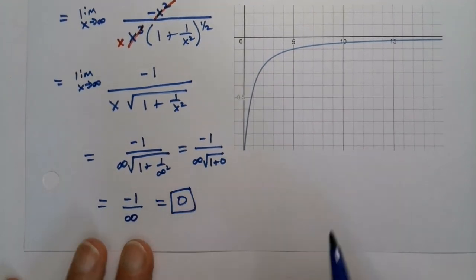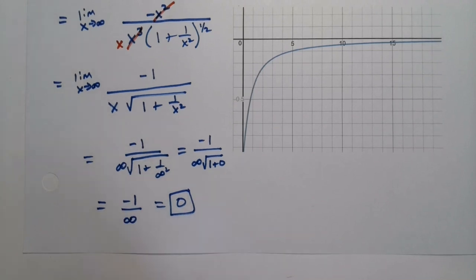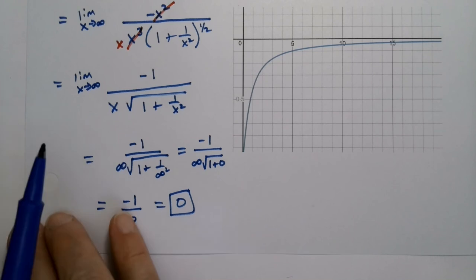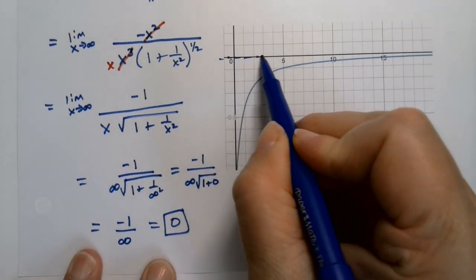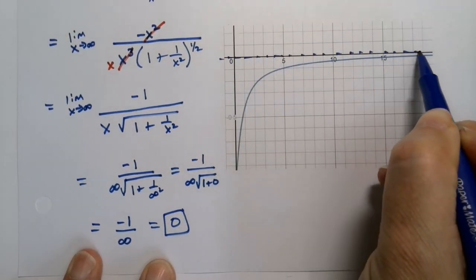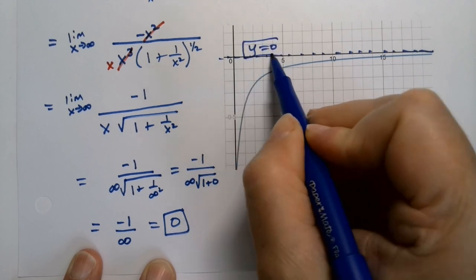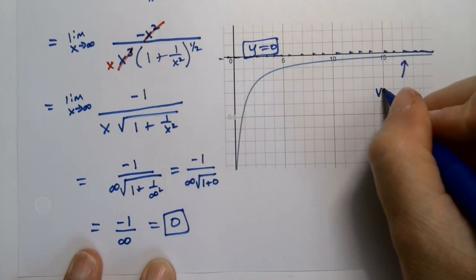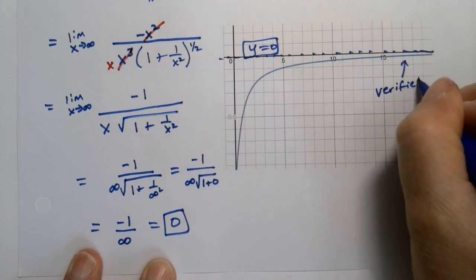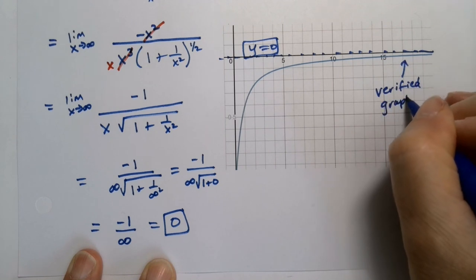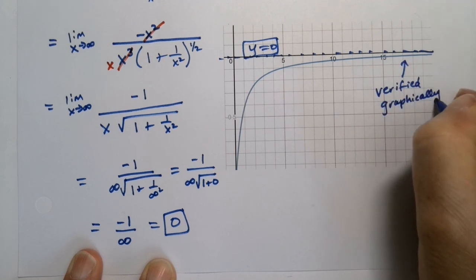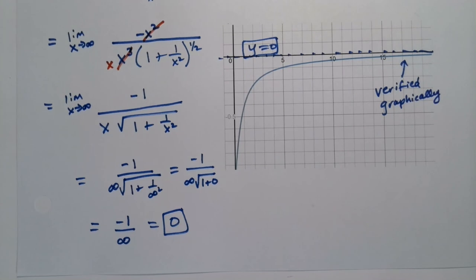Because we know that any constant divided by infinity is 0. That is not indeterminate. And of course, you can see it right on the graph. Right? Y equals 0 is a horizontal asymptote. It's verified graphically. Right? As x gets larger and larger, the y value is going closer and closer to 0.